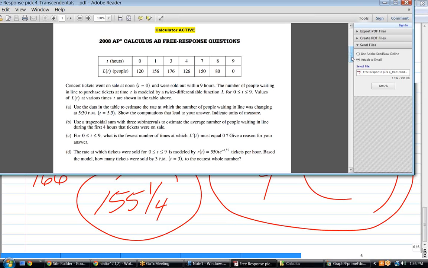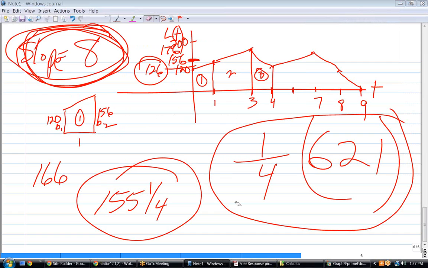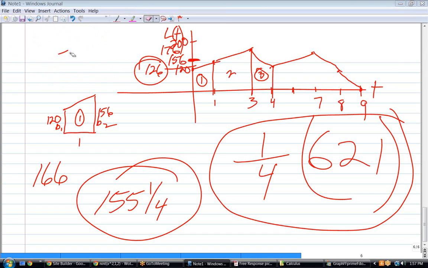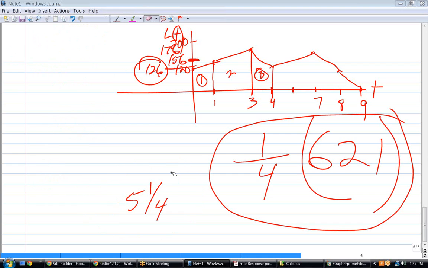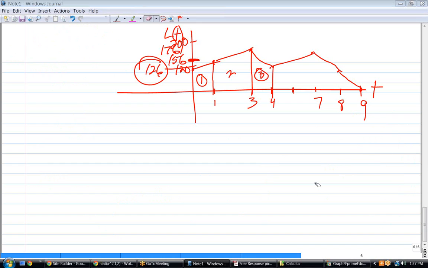For t, what is the fewest number of times at which L prime of t must equal 0? Give a reason for your answer. Okay. What's that going to mean? L prime of t equals 0.